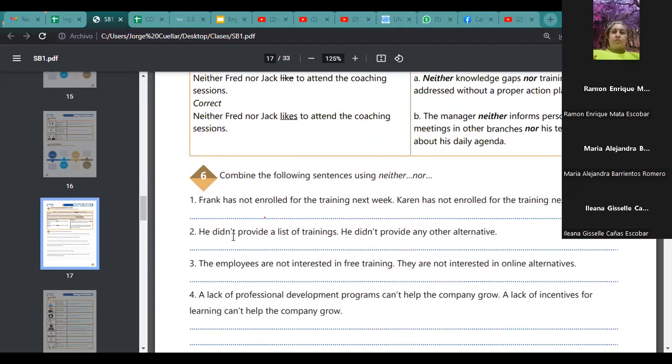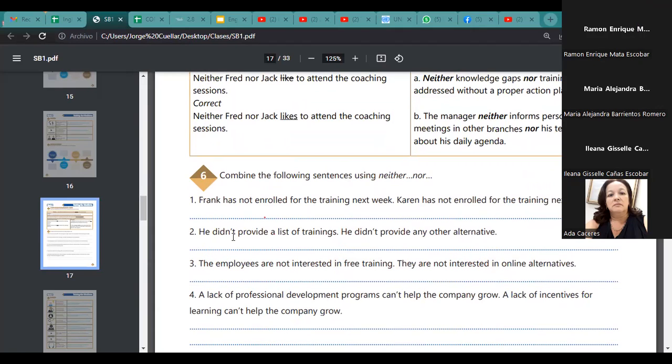Combine the following sentences using neither and nor. So I'm going to give you a few minutes, not that many, because I don't know if you already made that one. If you haven't, this is the opportunity. So try to get the two ideas together using neither nor, and then we're going to check together. Okay, I will give you, let's say, 4 minutes.